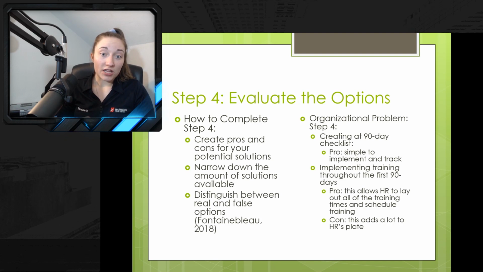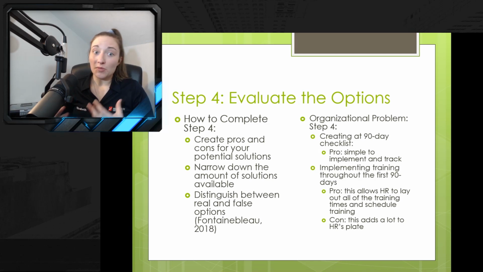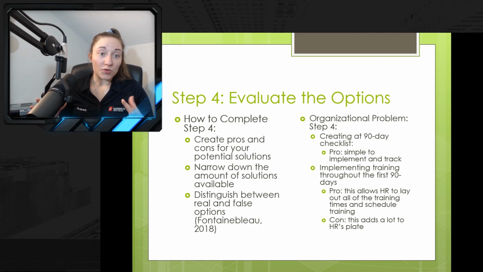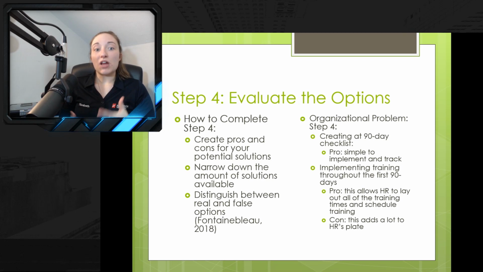So how we are implementing step 4 is that we created the checklist. So a pro of that is it's simple to implement and it makes it really easy to track. It gives you a visual tracking aid, which can be really helpful when multiple people are involved with the process. When we evaluated implementing training throughout the first 90 days, a pro of that is it really allows HR to lay out all of the training schedules and times when a new hire starts, so nothing will be overlooked.